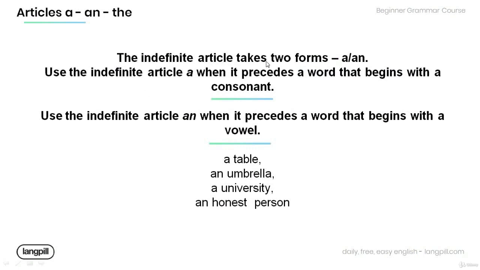The indefinite article takes two forms, a or an. Now use the indefinite article a when it precedes a word that begins with a consonant, and use the indefinite article an when it precedes a word that begins with a vowel. Let's have a look at the following examples. A table, an umbrella, a university, an honest person.